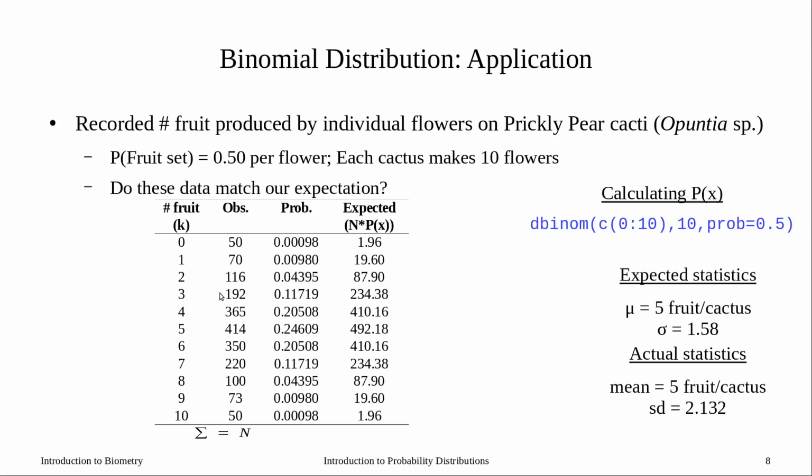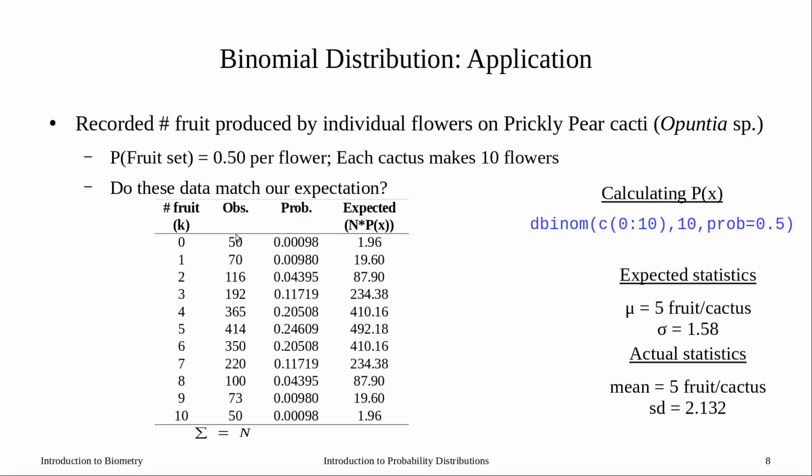prior expectation. So for example, we went out and we recorded the number of fruit that's produced by individual flowers on prickly pear cacti. We know that these cacti have 10 flowers. We'll assume that they always have 10 flowers, but not all of those flowers set fruit. If our probability of fruit set is equal to 0.5, then does our data match this probability of fruit set of 0.5?